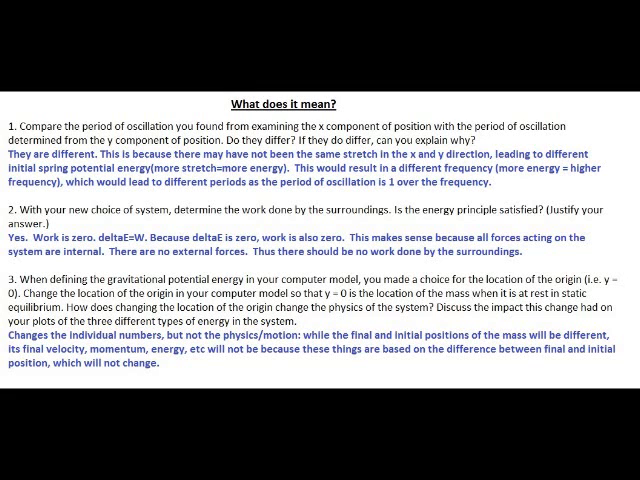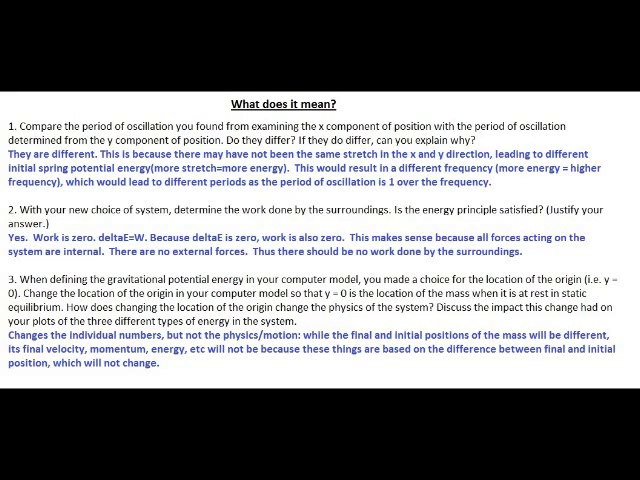So I was asked to explain the oscillation periods in the x and y positions, and why they are different. They're different because there might not have been the same amount of stretch in the x and y direction. And this would lead to different energies, because with more stretch, more energy, and vice versa. And this would result in a different frequency between the two, because more energy would mean higher frequency, so if they had different energies, they would have different frequencies. And this would lead to different periods, because the period of oscillation is 1 over the frequency.